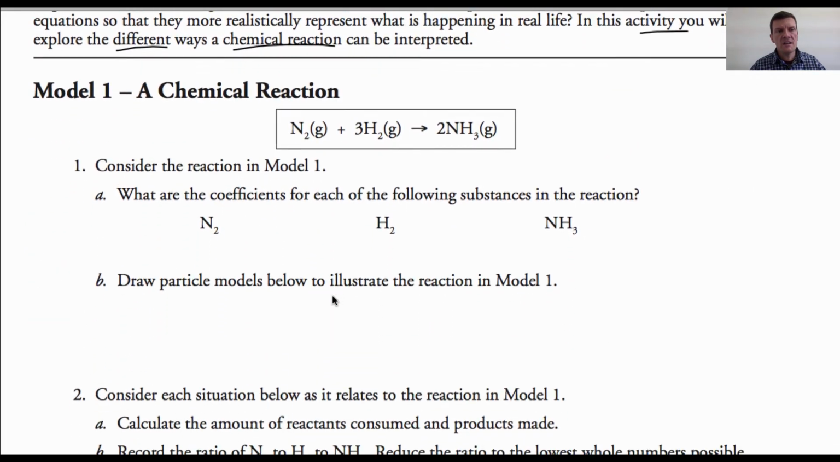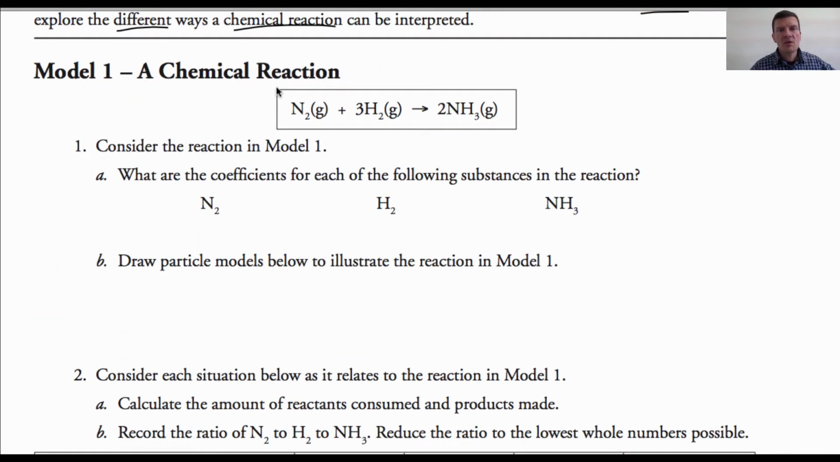Model 1. We have a chemical reaction here in the box, and looking at that chemical reaction we are asked what are the coefficients for each of the following substances in the reaction. Coefficients are the big numbers. If there's a 1, we don't write it, but there would be a 1 right here. So the coefficient for nitrogen is 1, the coefficient for hydrogen is 3, and the coefficient for ammonia is 2. Okay? Draw particle models below to illustrate the reaction in Model 1.